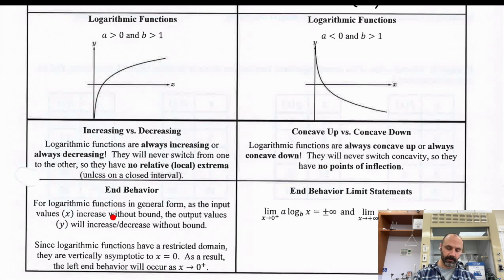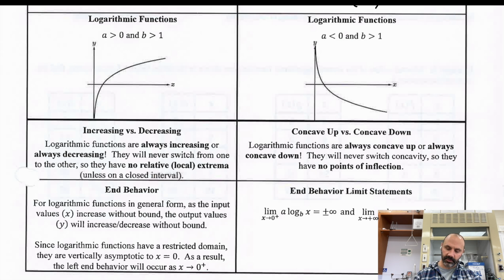The end behavior. As the input increases without bound, the output values will also increase or decrease without bound. There are no horizontal asymptotes here. However, they will have a vertical asymptote, usually at x equals 0, unless you're adding something or there's some horizontal translation. But in general, based on the general form of the function, there is a vertical asymptote at 0.